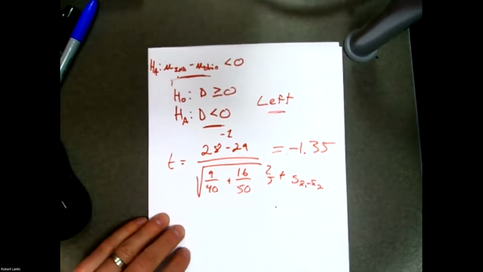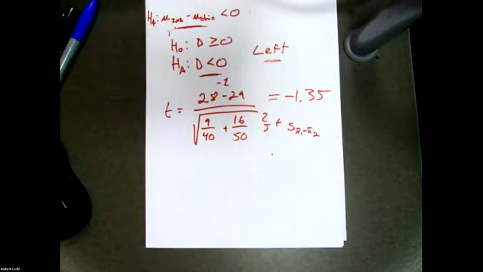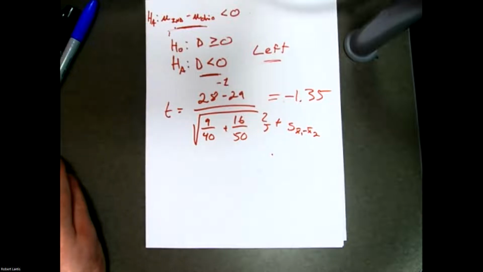All right, so the next one asks us for a critical value and a rejection decision. I changed some of the values from what the original Word document was for today's class because I want to show you a couple different things. So I'm going to tell you what I changed.